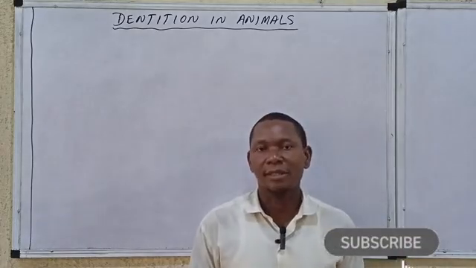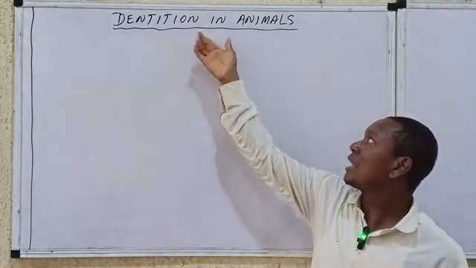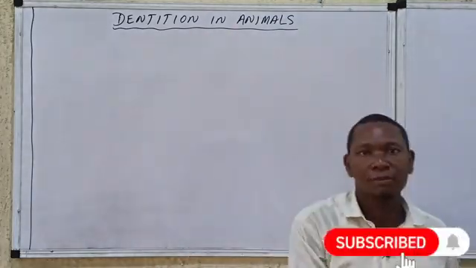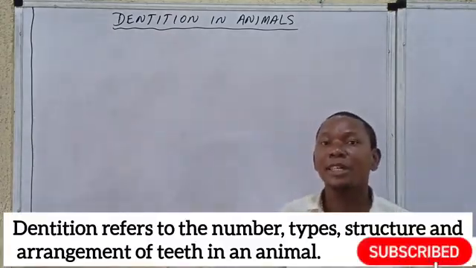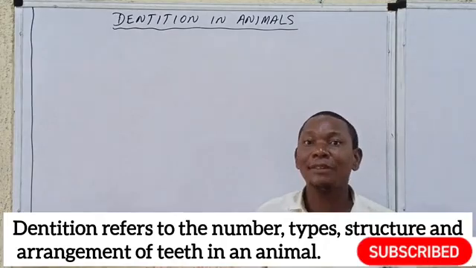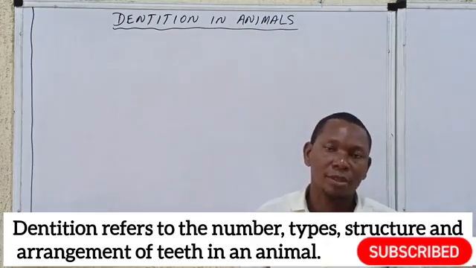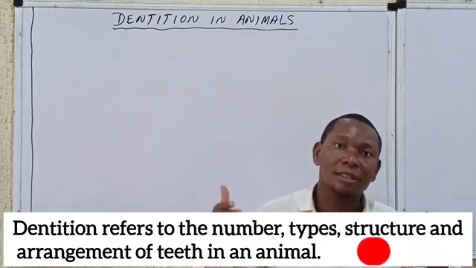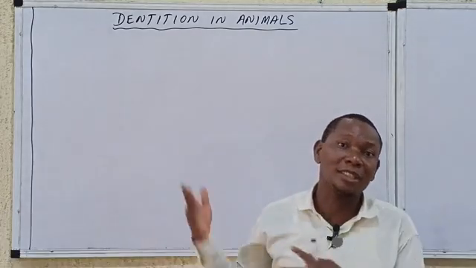Welcome to Science Access. In today's class, we are going to talk about dentition in animals. The word dentition simply refers to the number, the types, structure, and arrangement of teeth in animals.